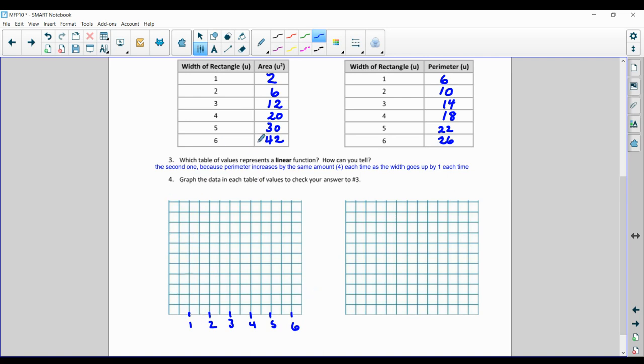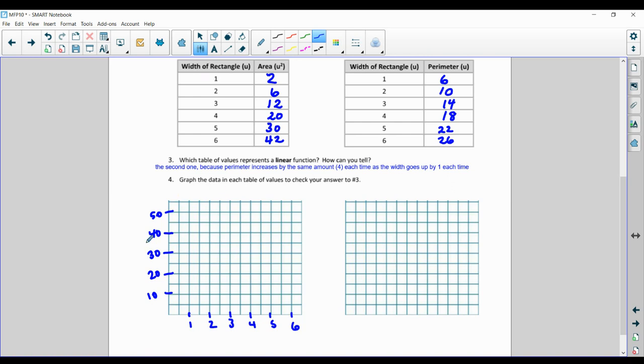Along the y-axis, we need to go all the way up to at least 42. So I'm going to say we need to go up to about 50. So it seems like every 2 squares would have to be worth about 10 in order to get all the way up to 50. And this works out quite nicely. So notice that when I'm setting my scales here, it's like a ruler. So if 2 squares is worth 10, the next 2 squares has to be worth 10 again, etc. Here, 2 squares is worth 1. I just have to make sure I'm consistent along my axis.